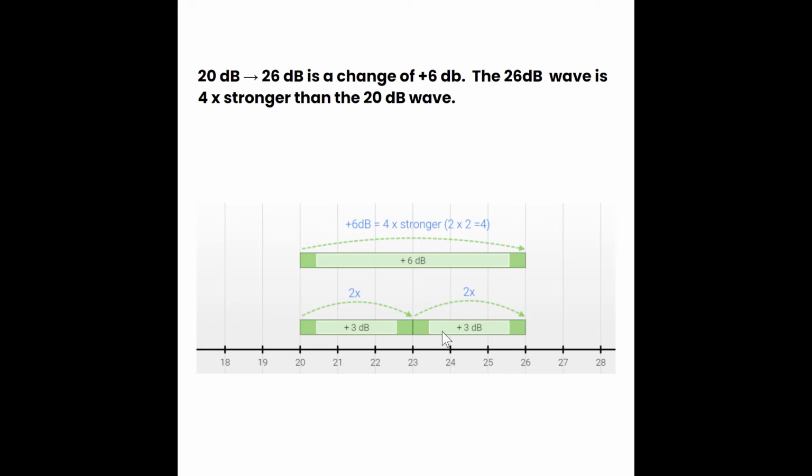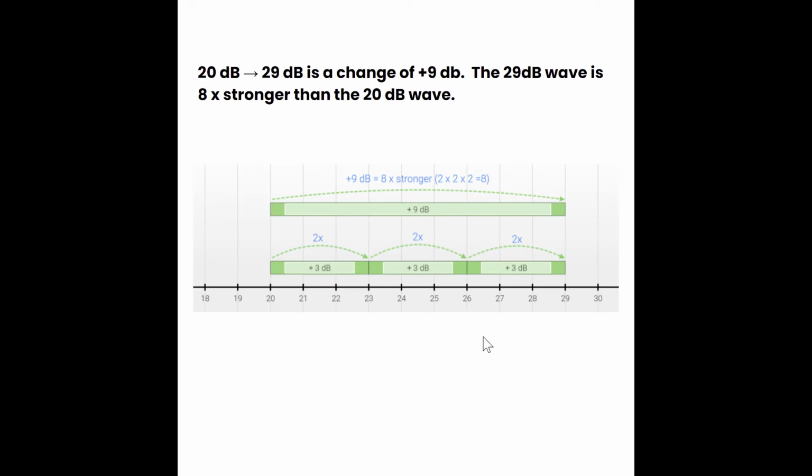Each of those 3 decibel increases means that the wave has gotten stronger by a factor of 2. So 20 to 23 doubled the strength of the wave, and 23 to 26 doubled the strength of the wave again. So when we added 6 decibels, we made the new wave 4 times stronger, because we are taking 2 multiplied by 2 to equal 4.